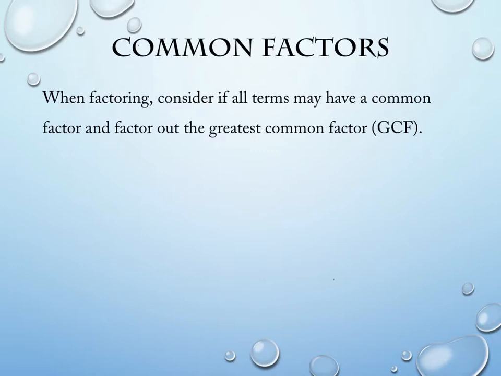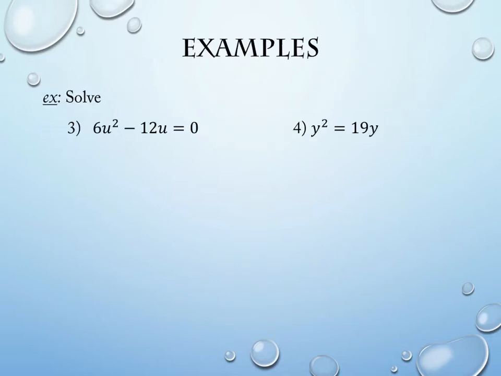Okay, so does everything have an x in it? If so, we factor out an x. Does everything have a y in it? If so, we factor out a y, etc. Whatever it is that they all have in common. So we'll do an example of that, a couple of them actually, with 3 and 4.